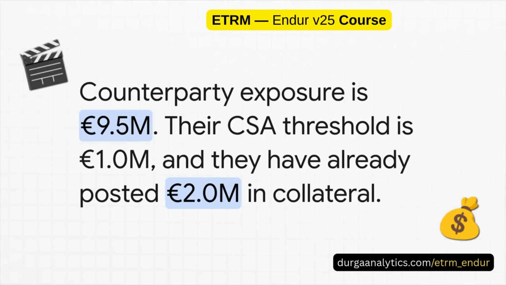Okay, so now we have a very real scenario based on that alert. We know BP's net exposure is 9.5 million euros. The system then automatically checks their CSA terms and sees they have a 1 million euro threshold and 2 million in collateral already with us. So the question the system has to answer right now is this: how much more cash do we need to make this position secure again?